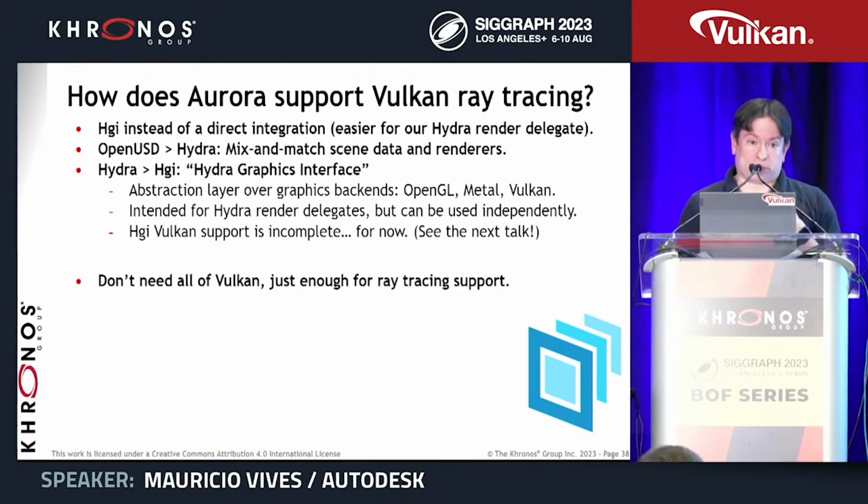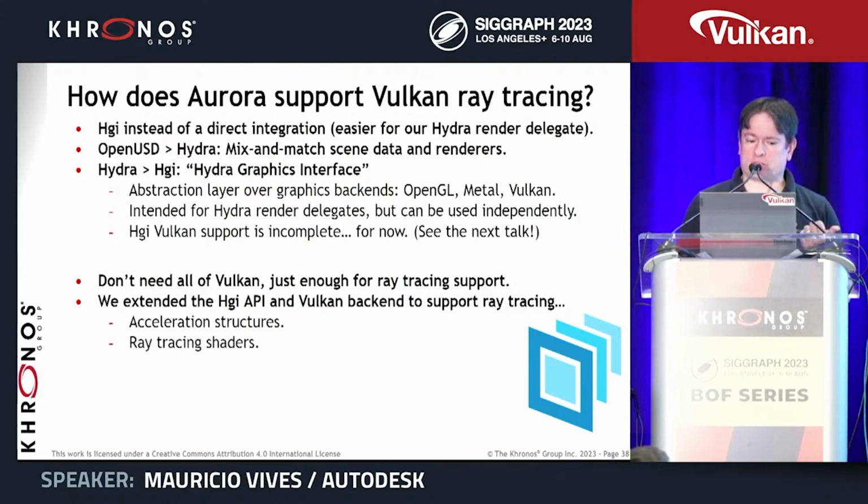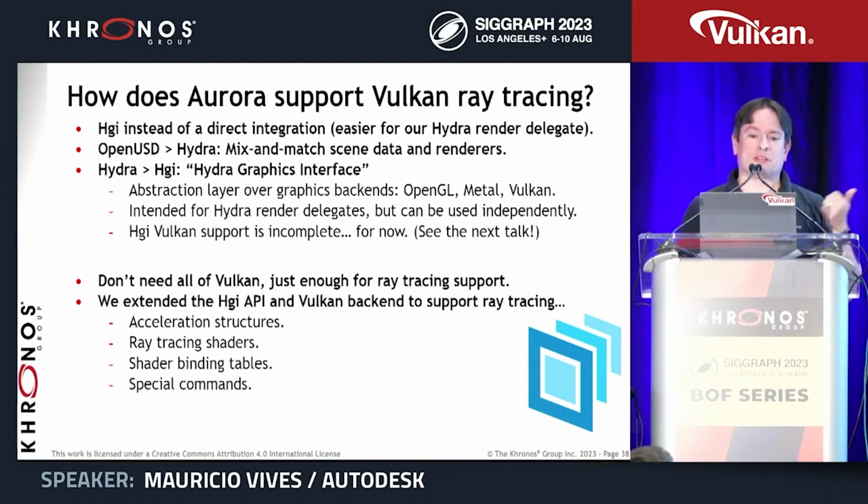Now, for our purposes, for Aurora, we didn't actually need all of Vulkan. We just need enough for ray tracing, right? So what we decided to do was extend the HGI API and the Vulkan backend as it exists today to support ray tracing. So that means adding, this may seem familiar, acceleration structures, ray tracing shaders, shader binding tables, special commands. Okay, so that's what we added.